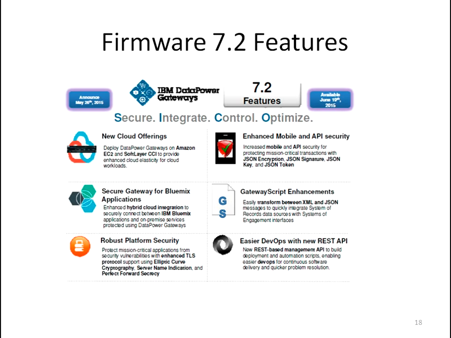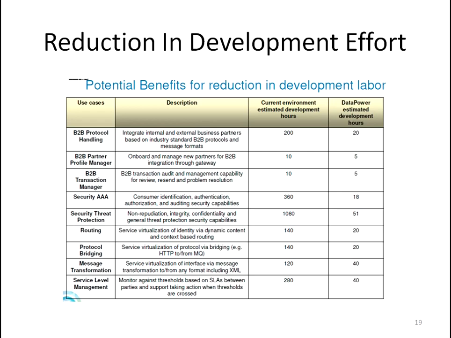These are the various options available in firmware 7.2. In the next slide, I am going to show you how much development effort we can reduce using the DataPower appliance. If you see this table, on the left-hand side are the various use cases and their descriptions, and how many hours it would take if you commonly use a developer without DataPower, and how many hours if you use DataPower to develop the particular use case scenario.